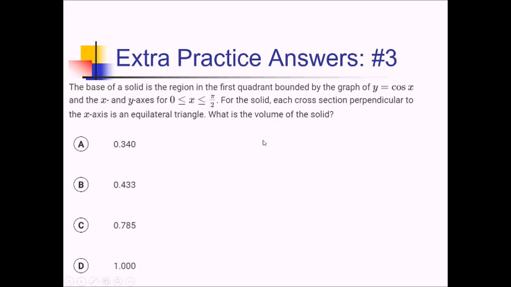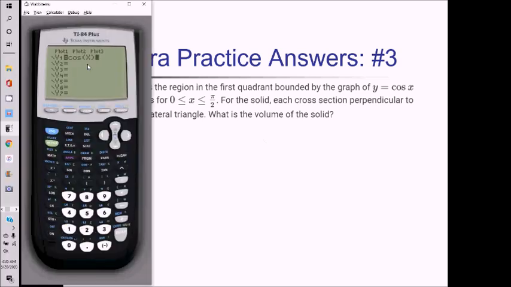So let me graph this out so we can get a better picture of this. So I've entered cosine of x in my y1, and for my window, let me just go from 0 to pi over 2, because that's the window they specified. So pi over 2, and then zoom 0, zoom fit. All right, so here's the bounded region we're talking about. So apparently we have some equilateral triangles growing three-dimensionally out of this.